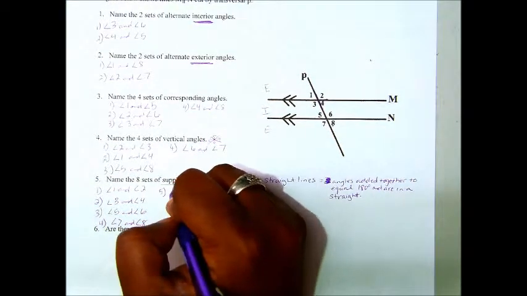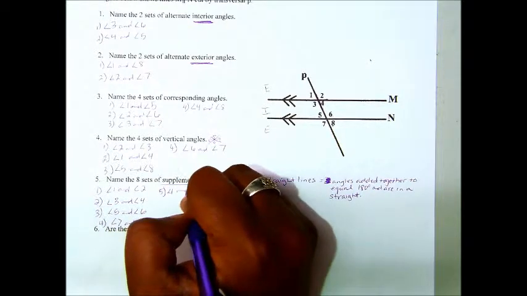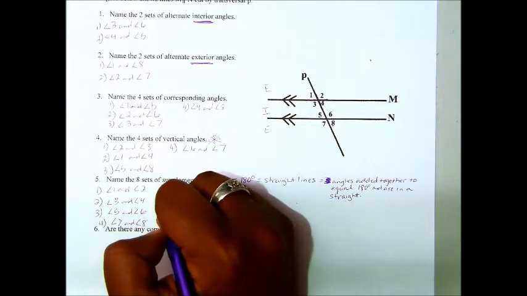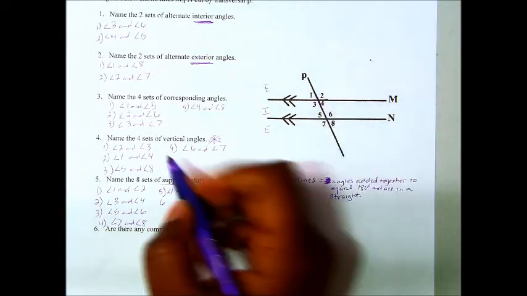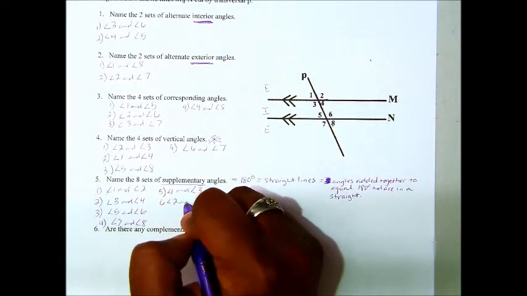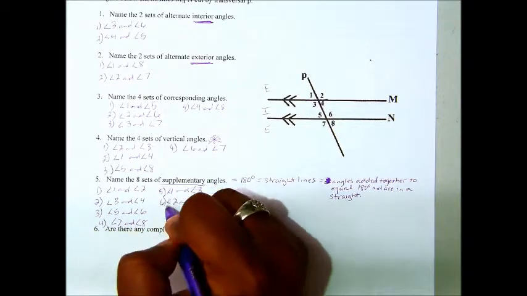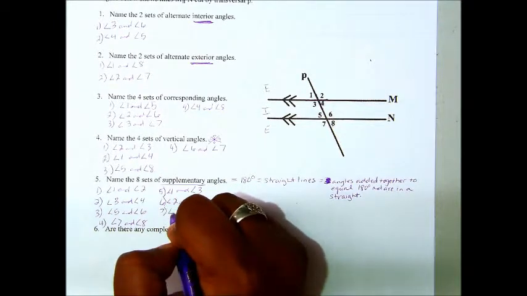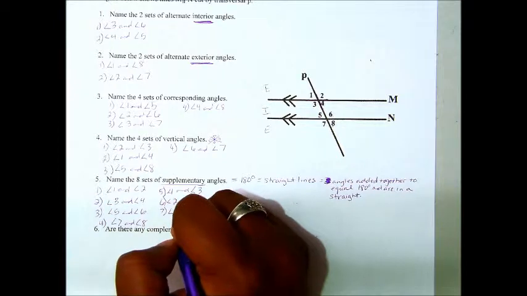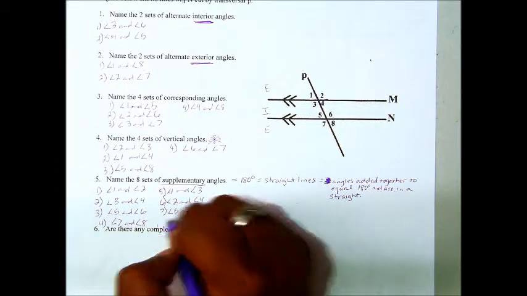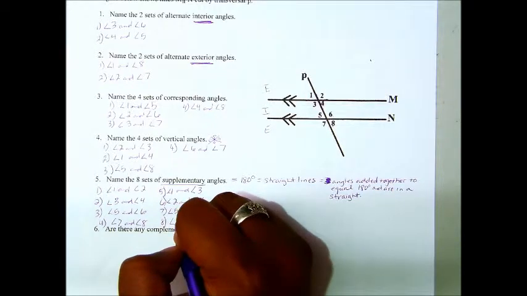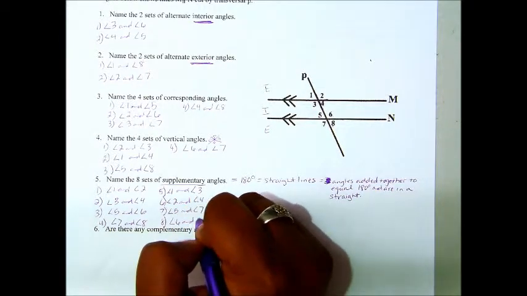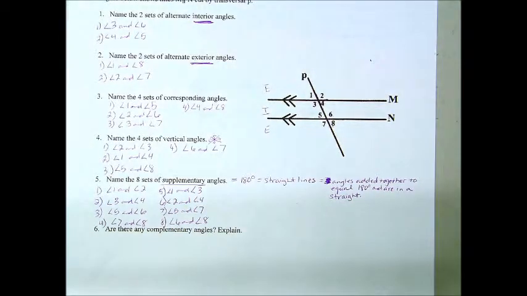then we got angle 1 and angle 3. Because now I'm going, this is a straight line too. Angle 2 and 4. Angle 5 and 7. And angle 6 and 8. Done.